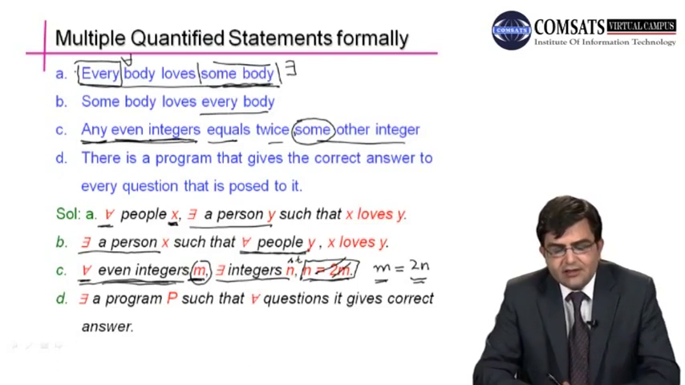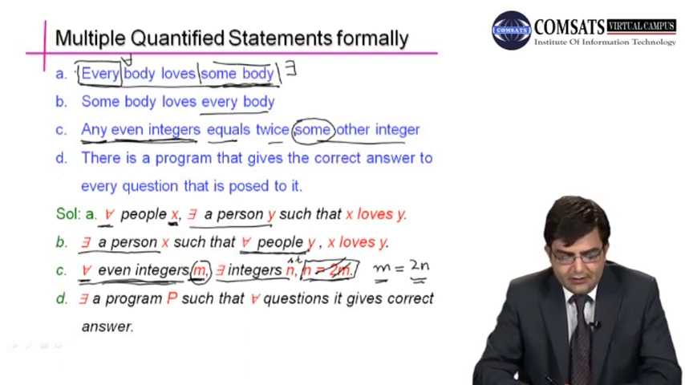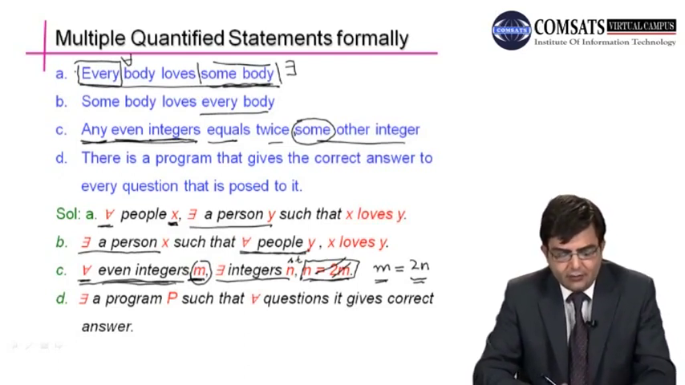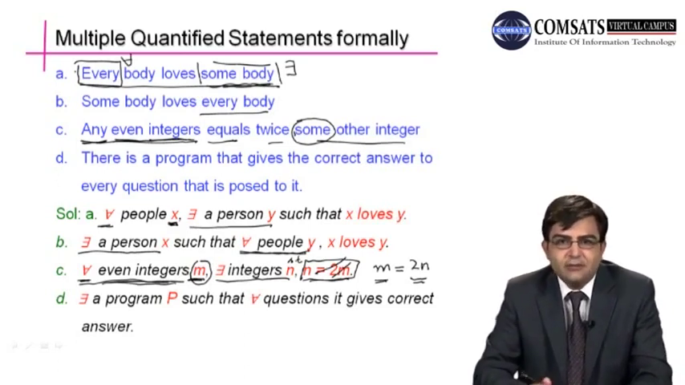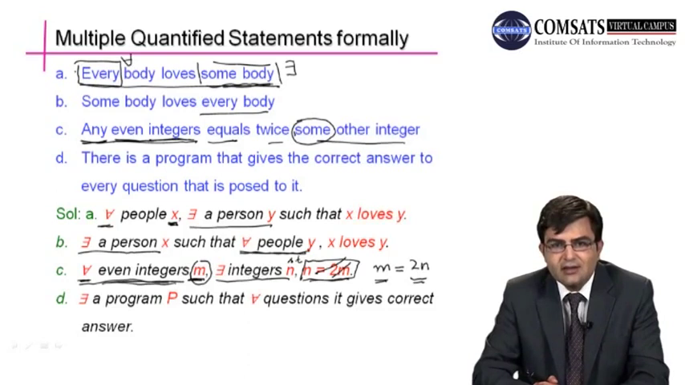So any even integer equals twice some other integer. So we can translate it: for all even integers m, there exists some integer n. Now n is not necessarily even. n here may be any integer.